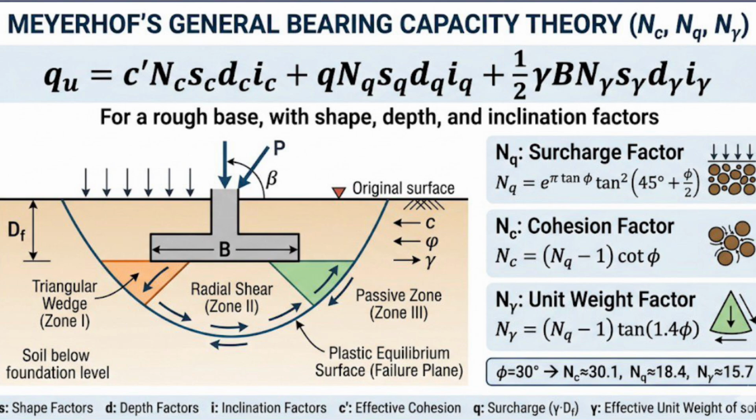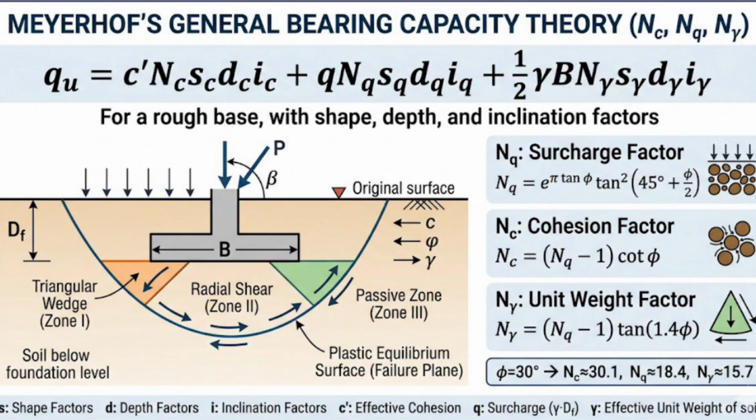From Nq, he derived Nc, the factor for cohesion, through the relationship (Nq minus 1) cot phi. This elegant link ensures that as the friction angle increases, the contribution of the soil's cohesive stickiness is appropriately scaled, reflecting the reality that these two properties work in tandem to prevent shear failure.